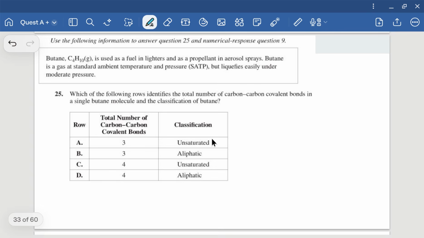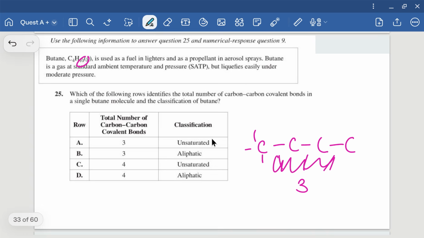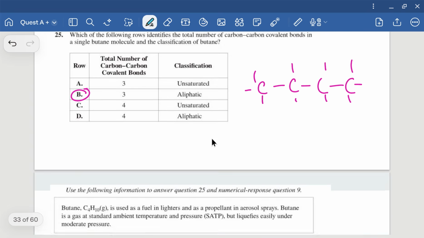Question number 25. You have butane, and it's asking the number of carbon-carbon bonds. If you draw butane, C4, we would see that we only have 3 carbon-carbon bonds. And then the fact that it says H10, each of these carbons contains hydrogens, 10 of them altogether. That would mean that we are not unsaturated. If we were unsaturated, we'd have a double bond. We are saturated. Another way we could talk about that is saying aliphatic.